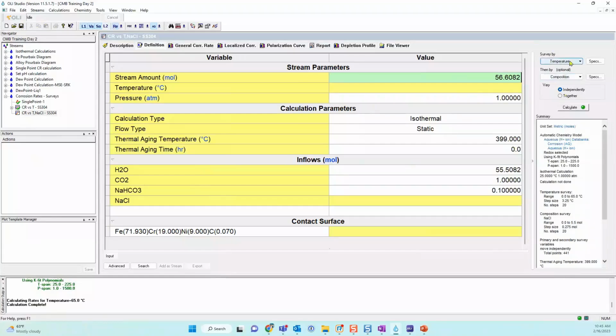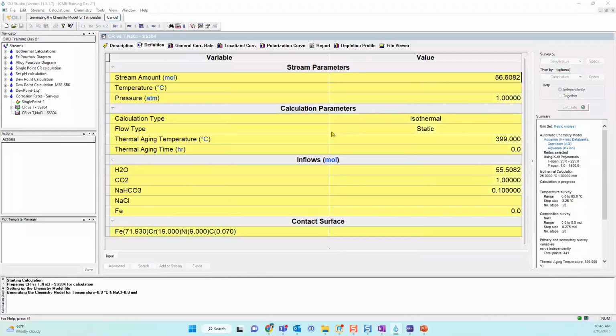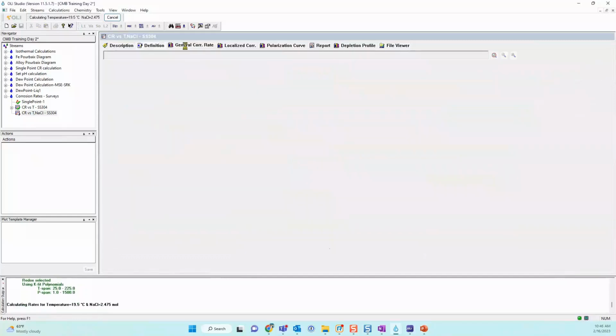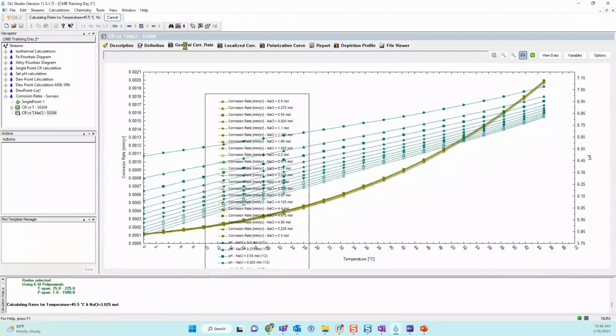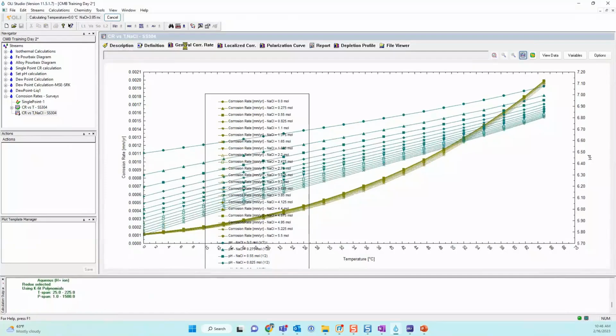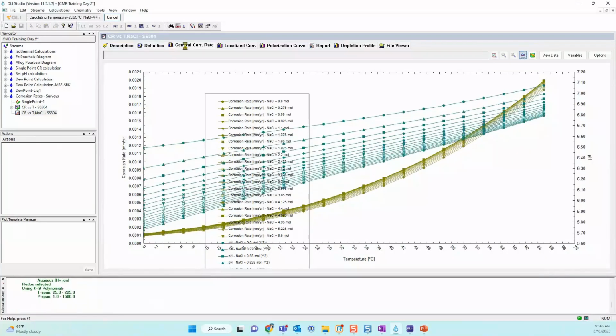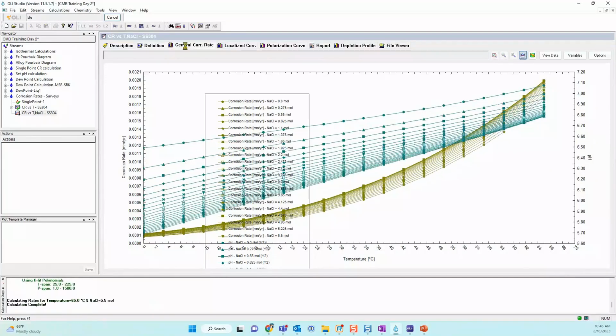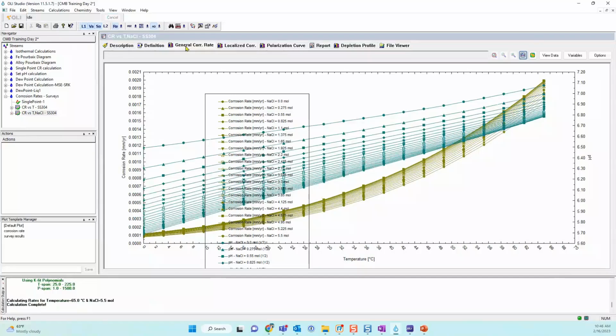And once you have specified temperature and composition, then you can go ahead and calculate. Now, this is going to take a little while. I don't know, maybe 2 minutes, depending upon how fast the machine is. We can go to the general corrosion rate, and you will see that by default, the plot here is, again, the corrosion rate as a function of temperature, and of course, the pH to the right. Okay, well, it wasn't that bad. It just finished the calculation.